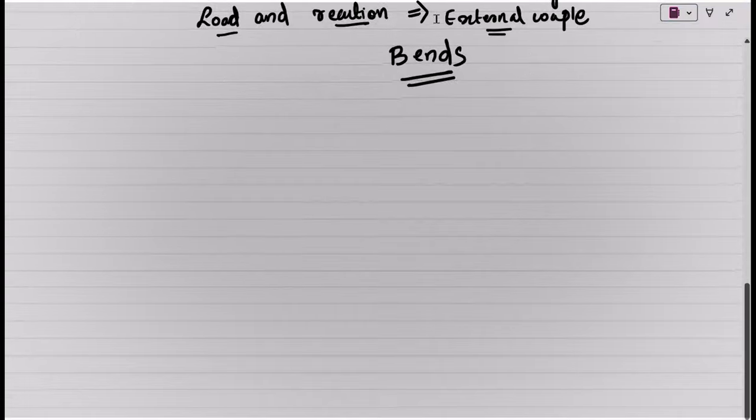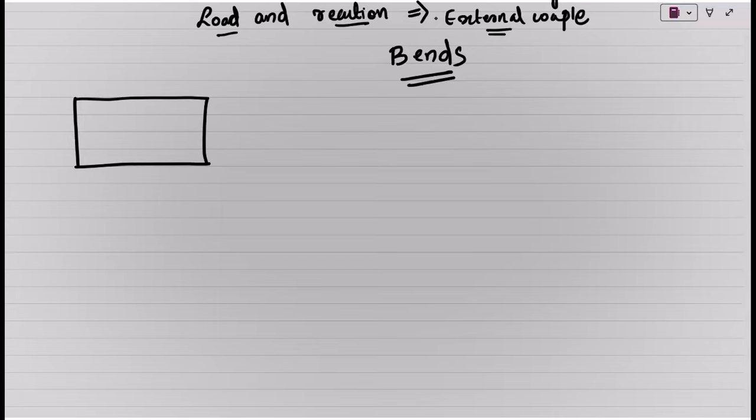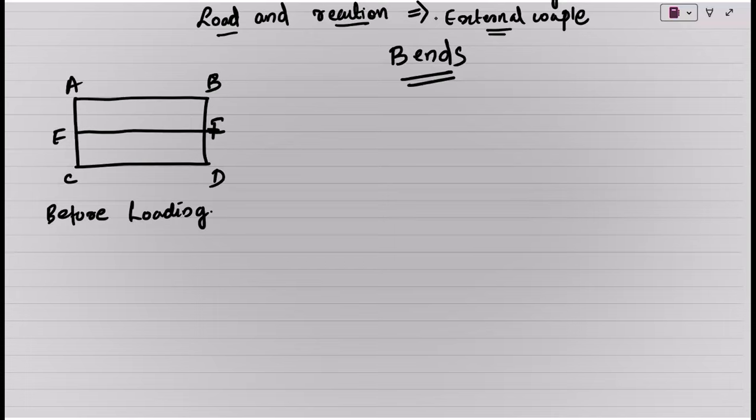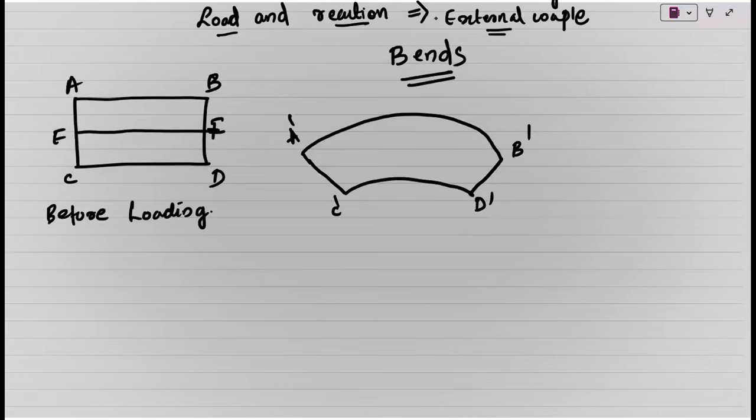Now, we are going to discuss what a neutral surface is. Before applying the load, we can say that this is a part of a beam. It can be represented by AB, CD and a middle layer EF. It is before loading. And after loading, or after it has an external couple, it will bend, and it will look like this.